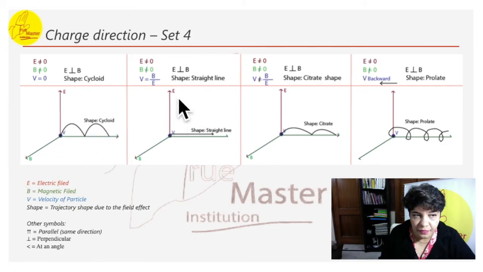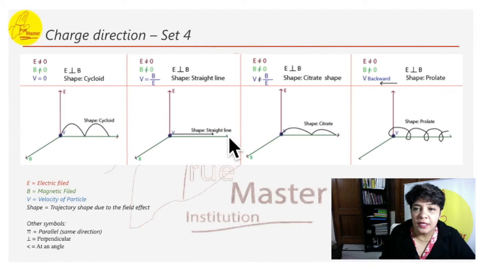Here in case 2, again electric and magnetic field are perpendicular to each other. This is the electric field and the magnetic field. The charged particle moves with a velocity equal to, say, E by B. There's a value given to us that the velocity of the particle moving will be E by B. Then the final trajectory shape here will be a straight line.